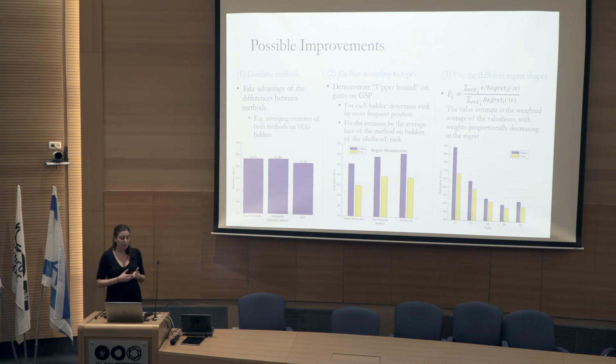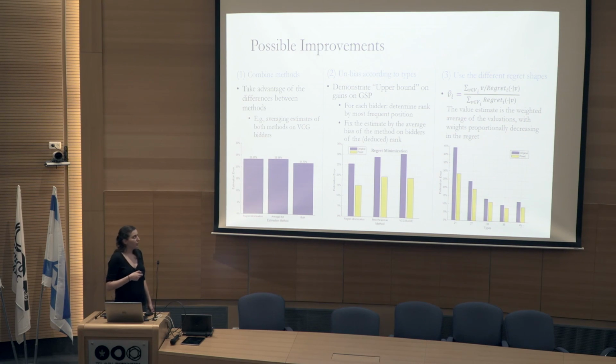And the second, we suggest that we should maybe unbias according to types, because we found this type-based bias, and we showed on our GSP bidders something like an upper bound, which you can think about as the most we could get as if we understood this bias and could perfectly control according to that. And that has a potential to significantly reduce the error over the 3 methods that we used for the GSP. So it seems to be worthwhile trying to understand these biases and being able to control it, to fix the bias.